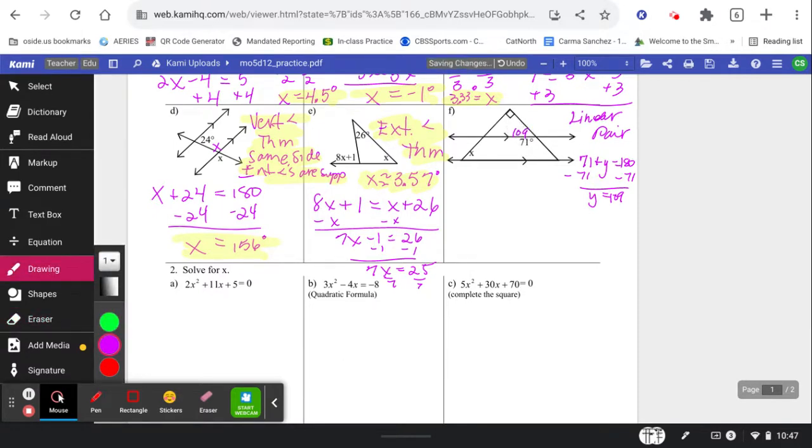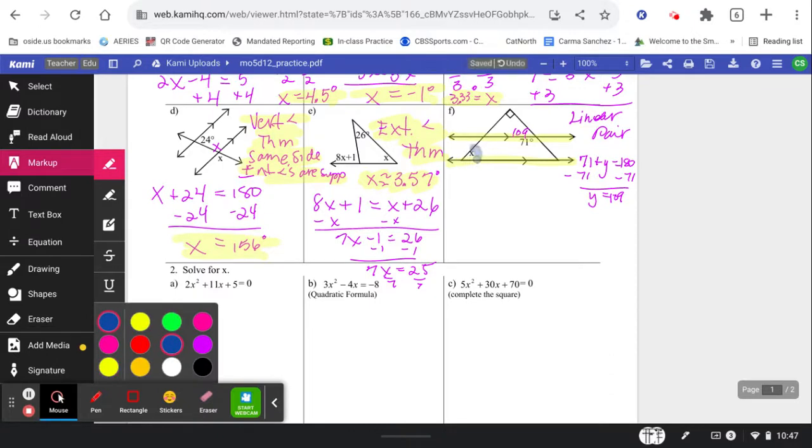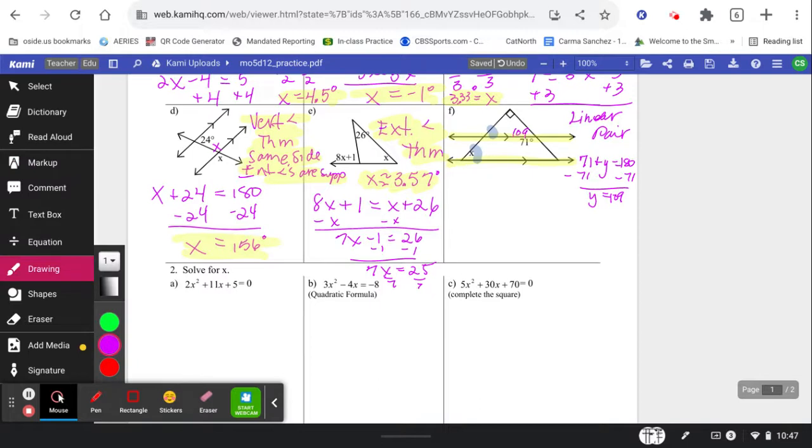And by parallel lines, we know that this right here is parallel to this. I know that corresponding angles are equal. So I technically know that this x down here would also be an x up here.